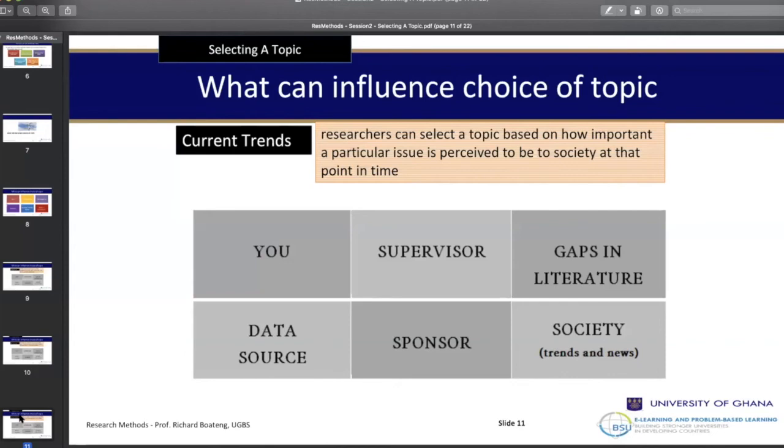Sometimes it may look fancy now, interesting to everybody now, but in 2 months' time, it may not be interesting to anybody anymore. And the whole country may move away from the topic. You may not even get people who want to answer the questions on that issue anymore. So be very careful in choosing a current trend.